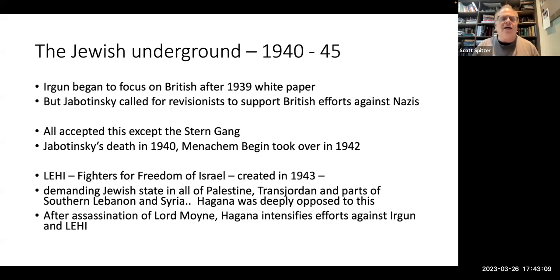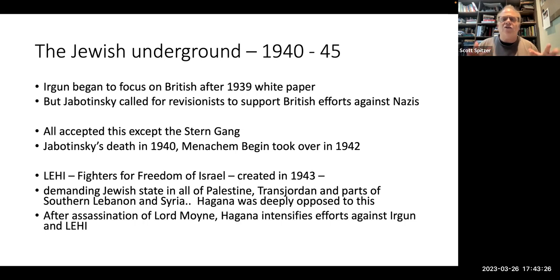Now, Jabotinsky eventually says, wait, we're fighting against the Nazis. The British are ramping up their effort against the Nazis. Maybe we should back off our battle with the British.